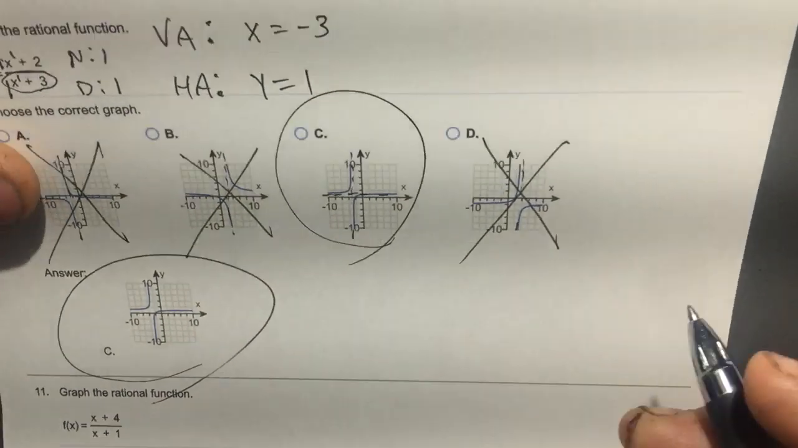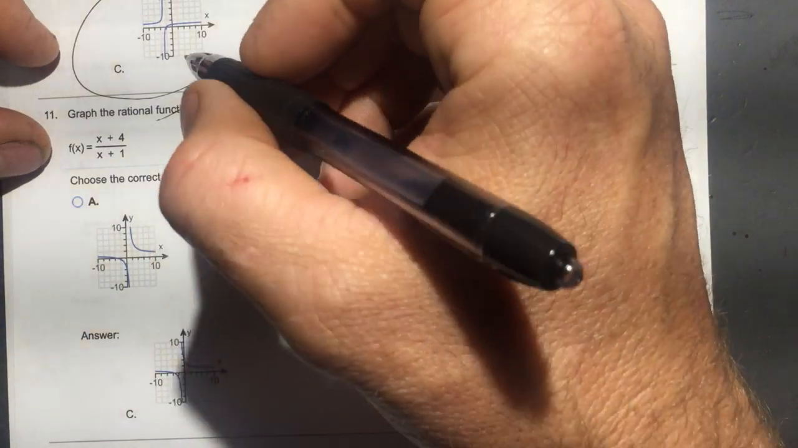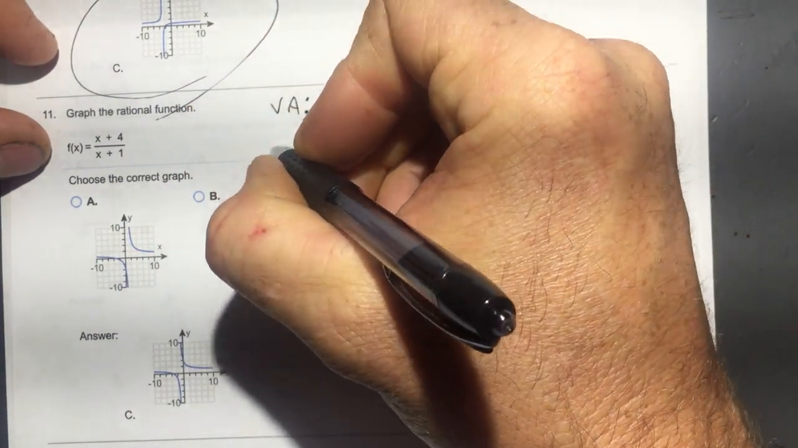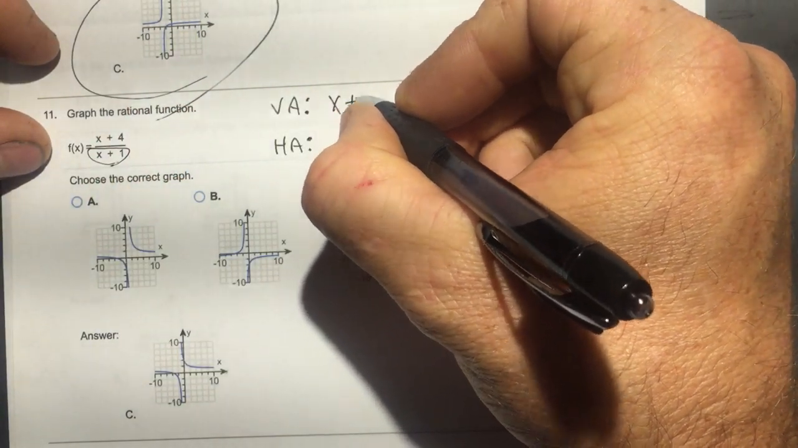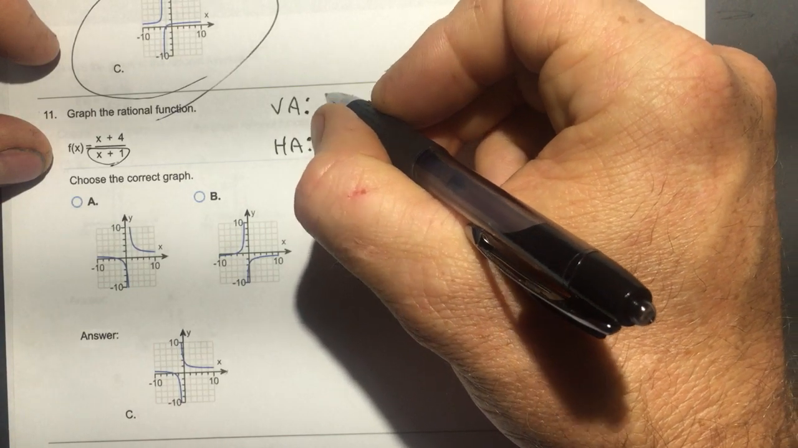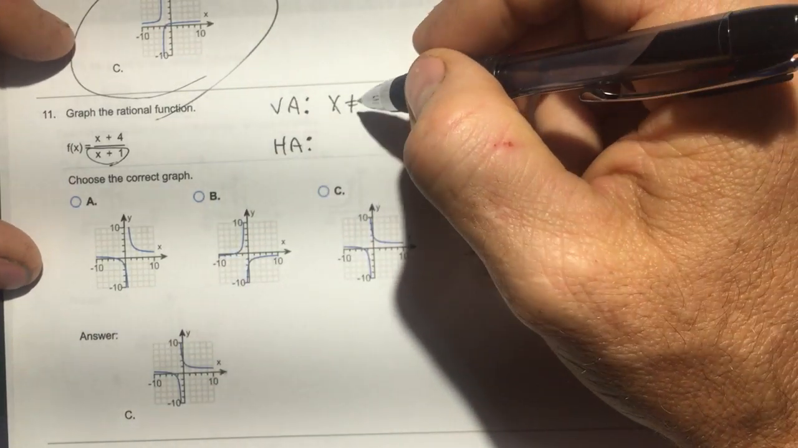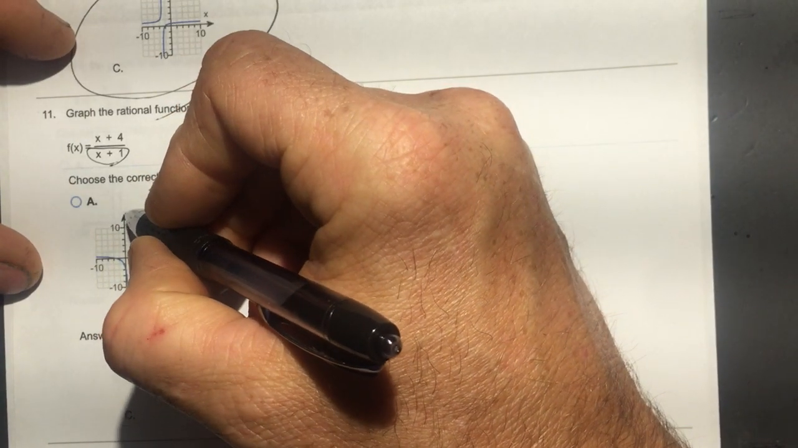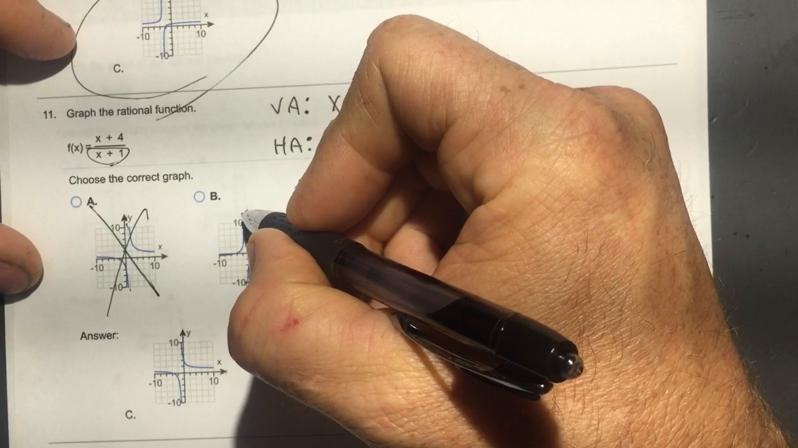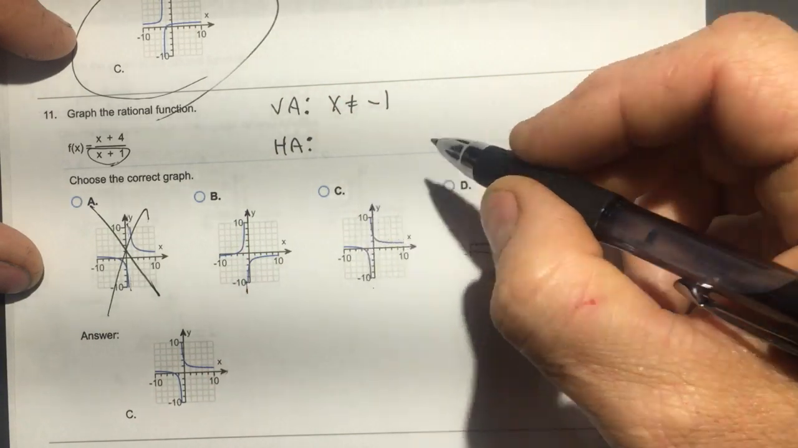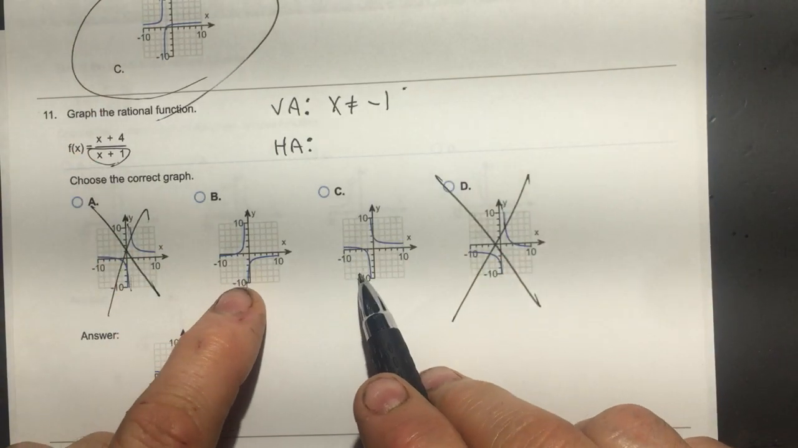Okay. Here's another one, number 11. Same thing. Graph a rational function. All right, so you look at your vertical asymptote and your horizontal asymptote. My vertical down here, clearly, x cannot equal negative 1, but that's my vertical asymptote. X equals negative 1. All right, so let's look at those. This looks like x equals positive 1. All right, here's negative 1 right there. So it could be that one. Here's negative 1. Could be that one. This is positive 1. That was not it. So just based on the vertical asymptote, it's B or C.